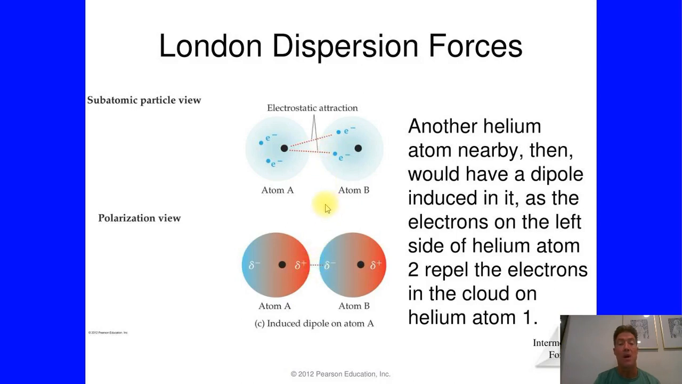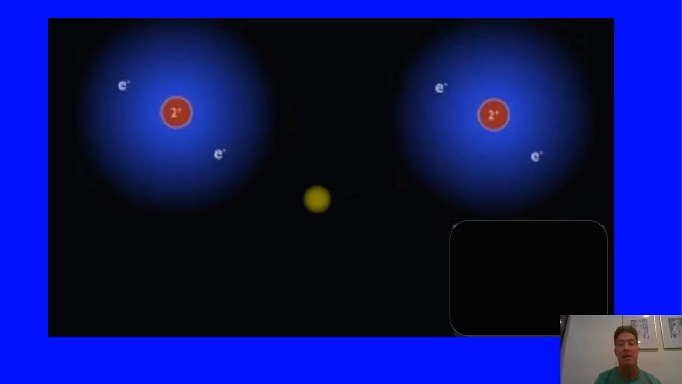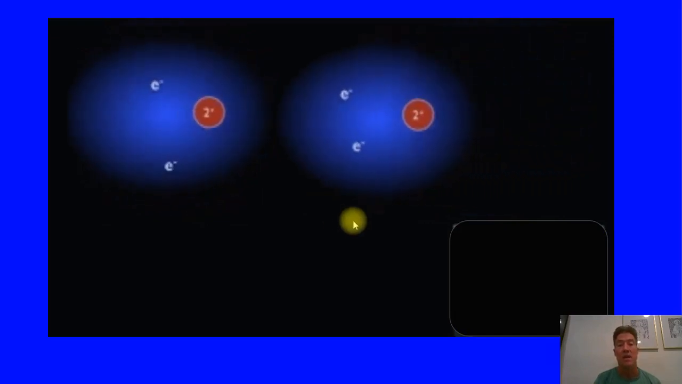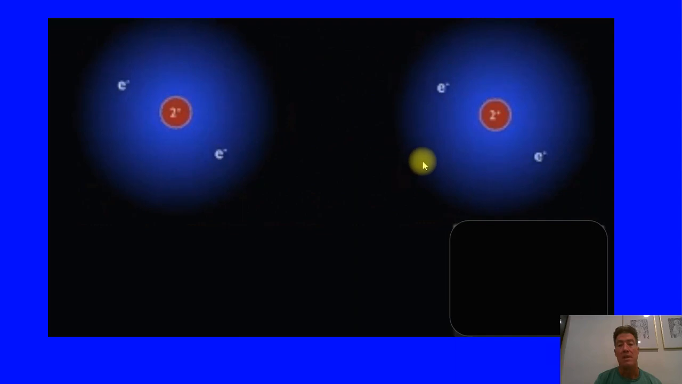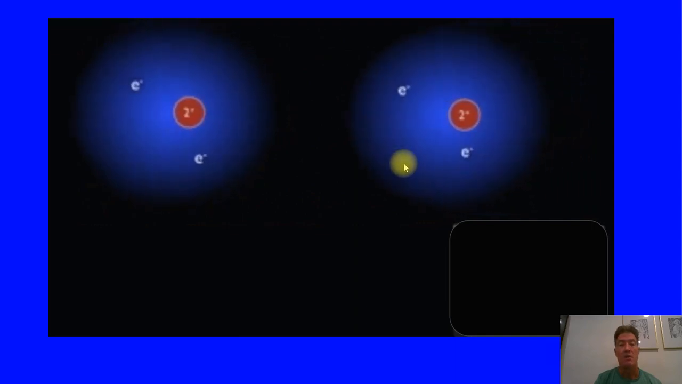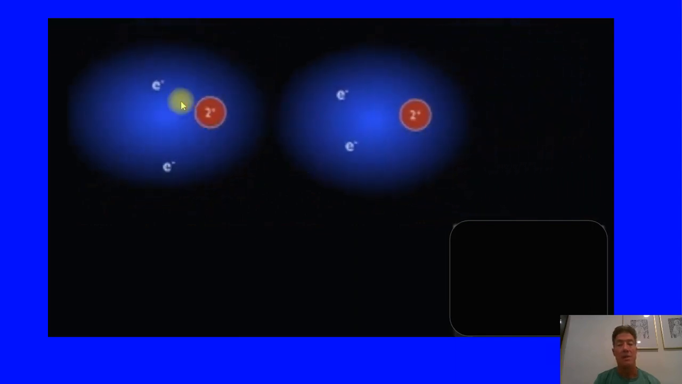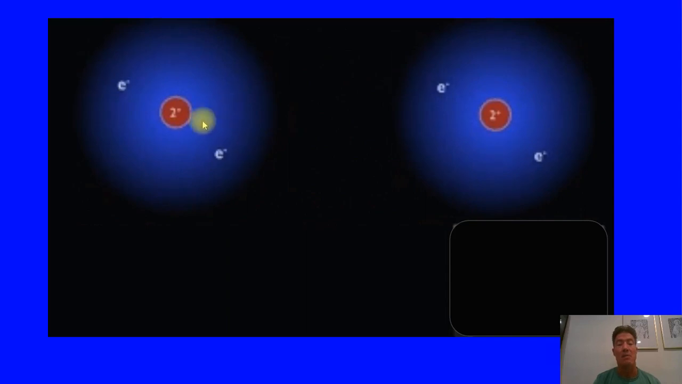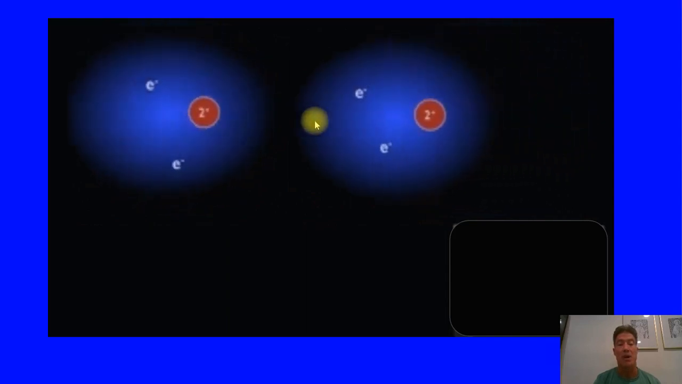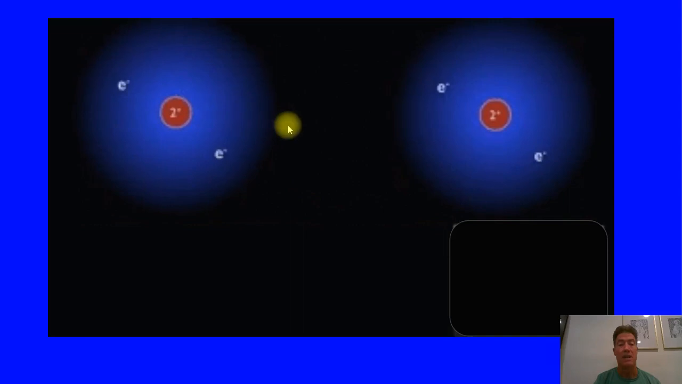So even though they are nonpolar, there's a temporary displacement as the electrons shift, and that creates this temporary induced dipole. Here is a moving picture of it. As you can see, as this gets closer, you begin to have this displacement of electrons, and that displacement creates this temporary positive-negative charge.